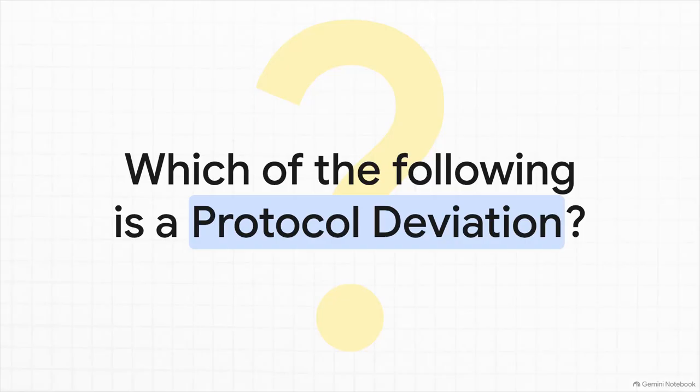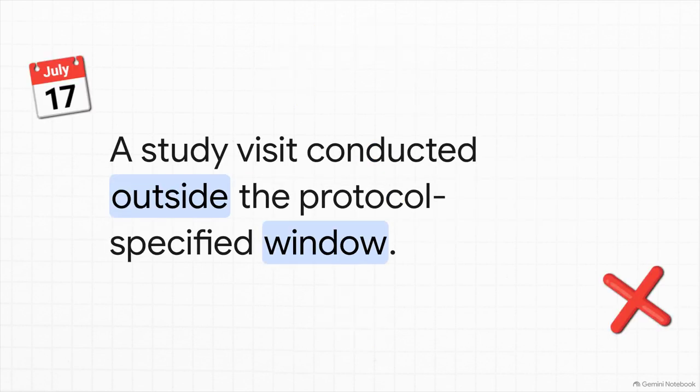Moving to question 8. Which of the following would be considered a classic protocol deviation? A. Subject withdrawing consent. A CRA conducting a monitoring visit. The CRC entering data into the EDC. Or a study visit conducted outside the protocol-specified window. The answer is a study visit conducted outside the protocol-specified window.